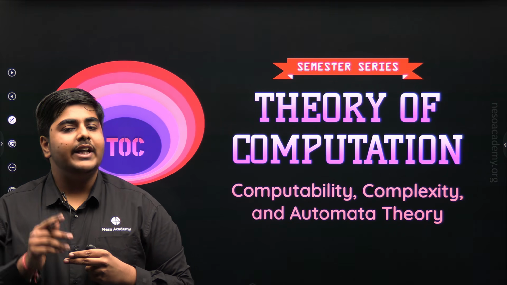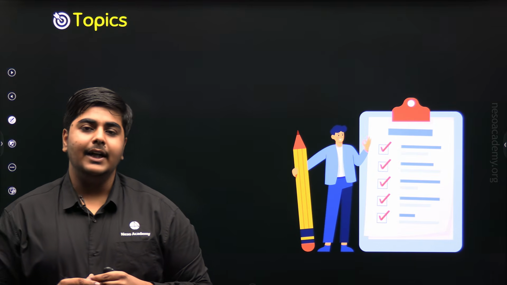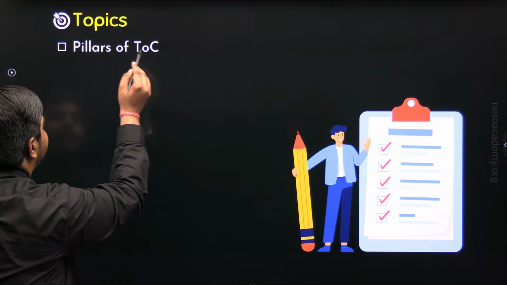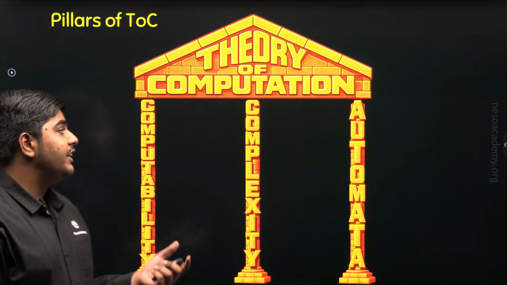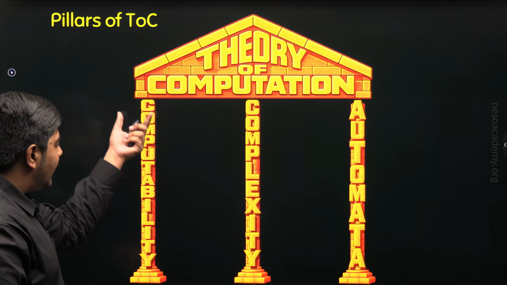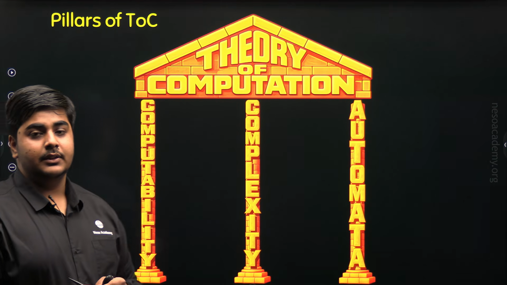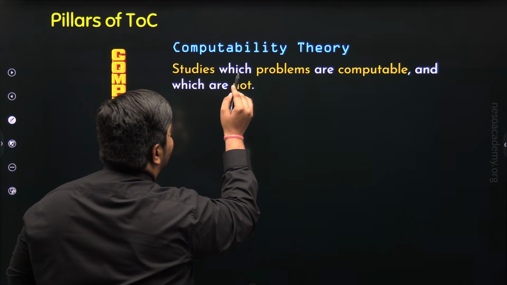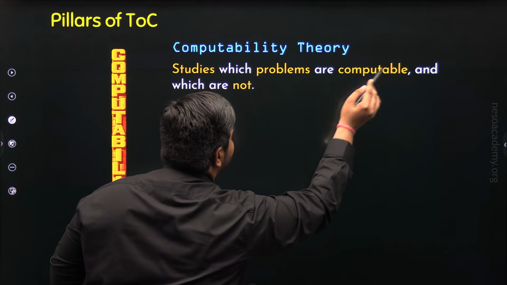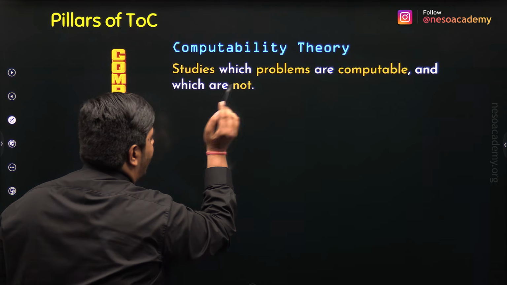So basically we have only one topic to cover today, that is pillars of TOC. So let's get started. Let's start with the very first pillar of TOC, that is computability theory. Computability theory studies which problems are computable and which are not.